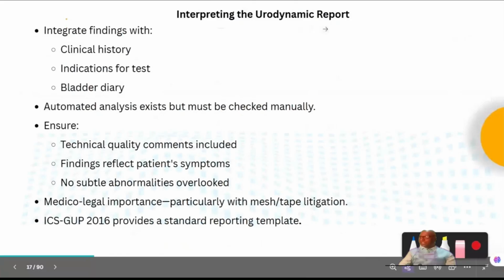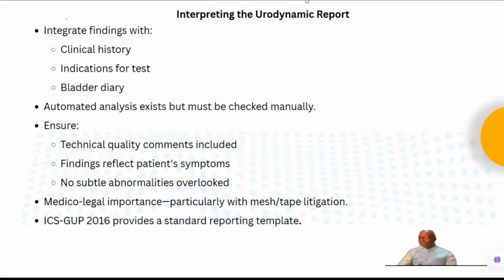So coming to interpreting the urodynamic report. When you have the urodynamic test, always integrate the findings with the clinical history, the indications for the test, and the bladder diary. So you need to take all these things into account. Automated analysis exists, but it must be checked manually also. Always ensure the technical quality comments are included, the findings reflect patient symptoms, and no subtle abnormalities are overlooked. So it is not only the trace which we have to report, but that reporting should be along with the clinical history and the bladder diary of the patient.